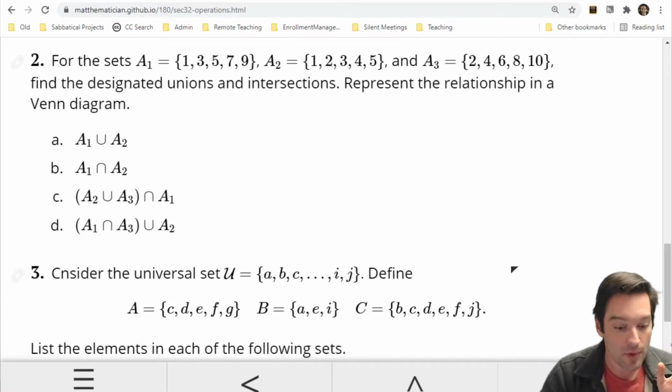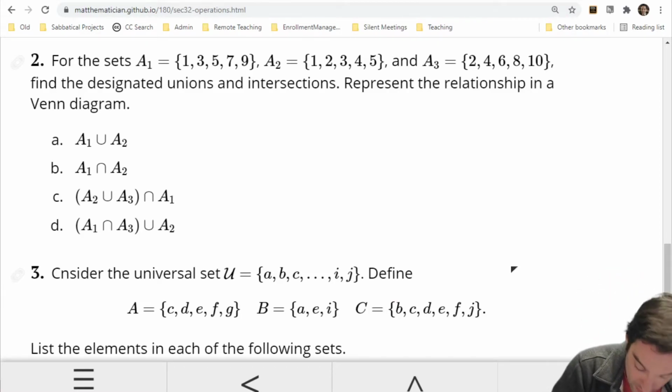So now what we need to do is figure out how to determine rosters for these set operations and how the Venn diagram can help us to do that. So we have 4 that are assigned to us to do here. The union of A1 with A2, the intersection of A1 with A2, and then I have a couple that are more complicated. It's the union of A2 with A3 intersected with A1, and the intersection of A1 with A3, then union A2.